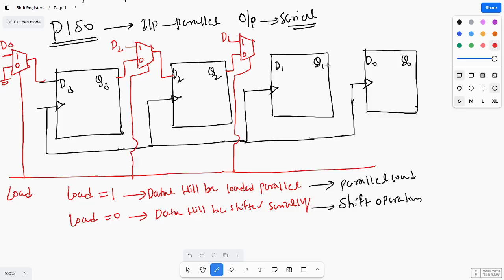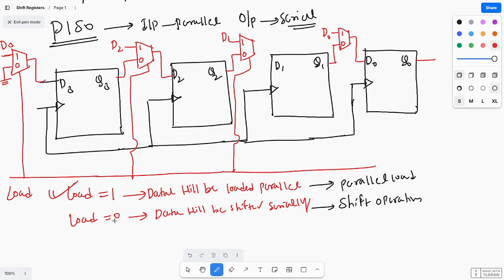Okay, and next here also you see, I am connecting a mux 1 0, and this is D0, and this is connected to Q1, and this output is connected to D0. And here you are getting the output Q0. So here what happens, when load equal to 1, whatever the data is there, that is parallelly loaded. Parallel load operation is happening.